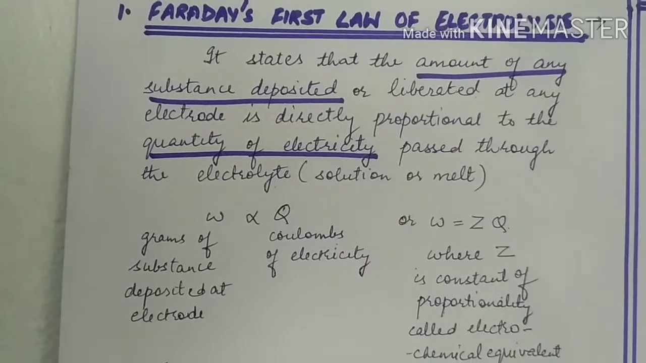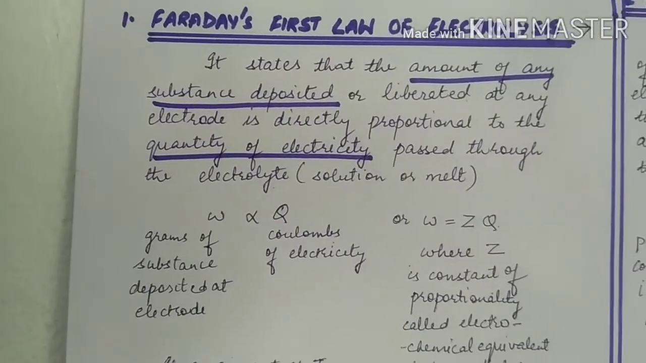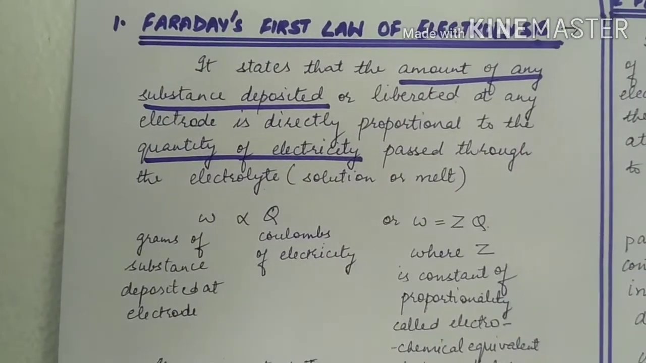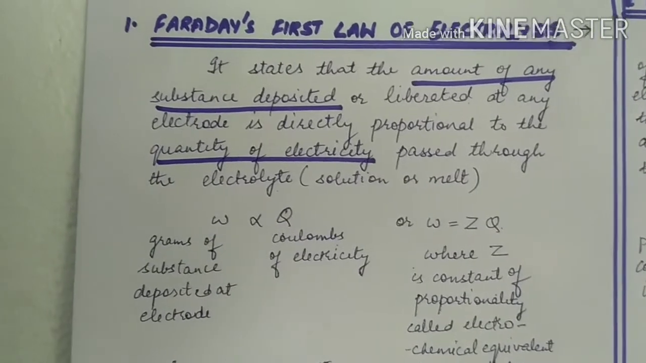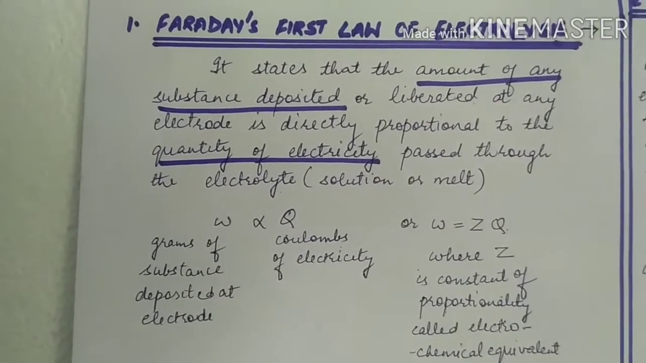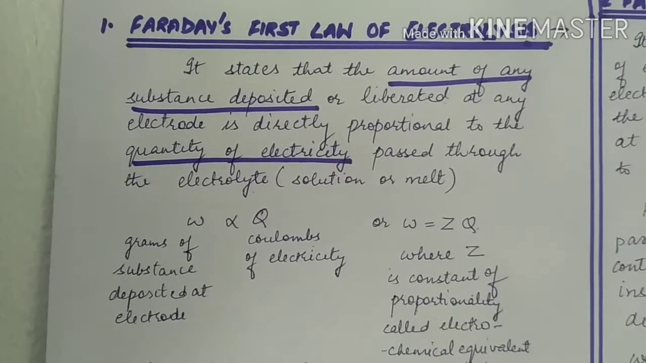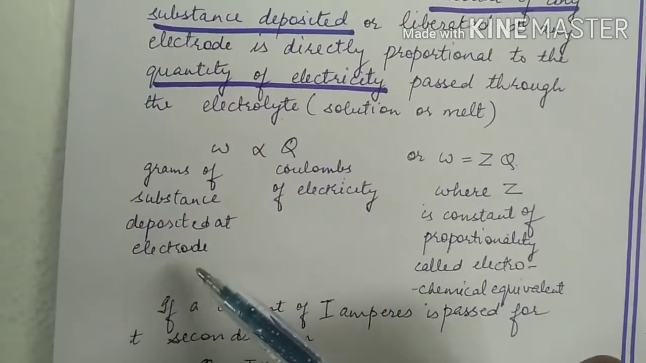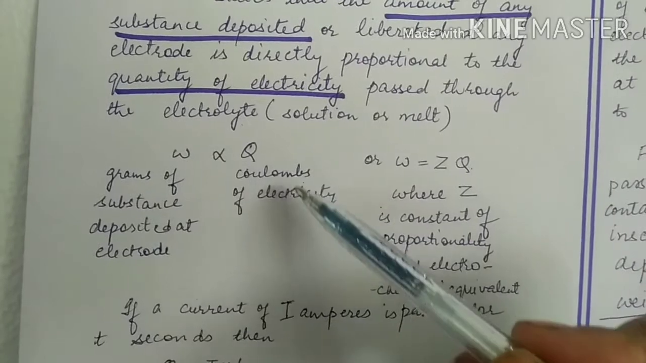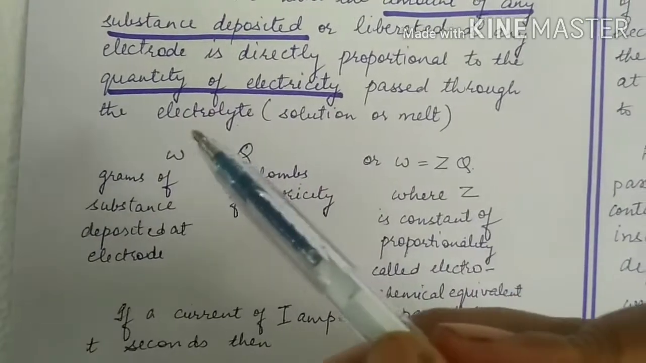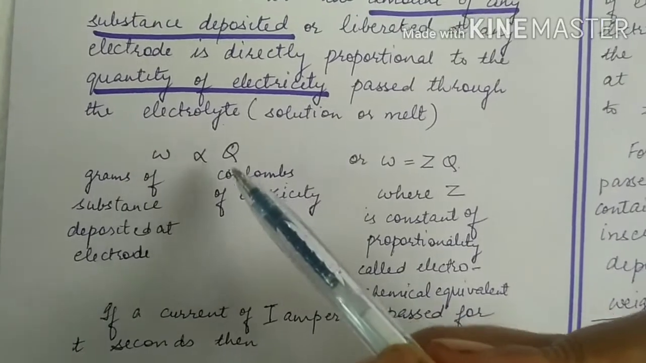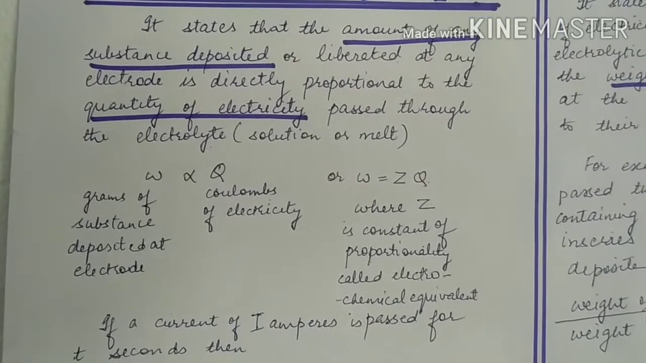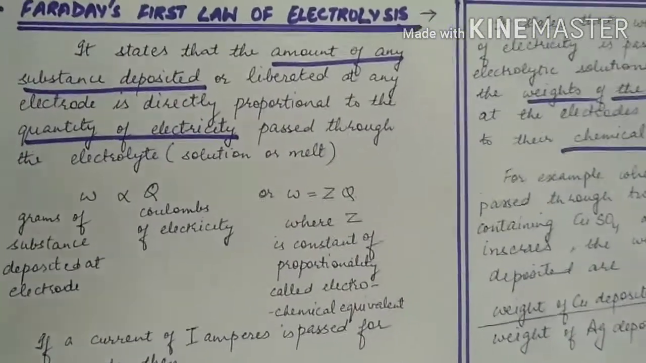The law states that amount of any substance deposited or liberated at any electrode is directly proportional to the quantity of electricity passed through the electrolyte. The electrolyte should be in solution form or molten form. Now, if W is the grams of substances deposited at electrode and Q is the coulombs of electricity passed through, then the weight of the substance deposited is proportional to the quantity of electricity passed, Q coulombs of electricity.